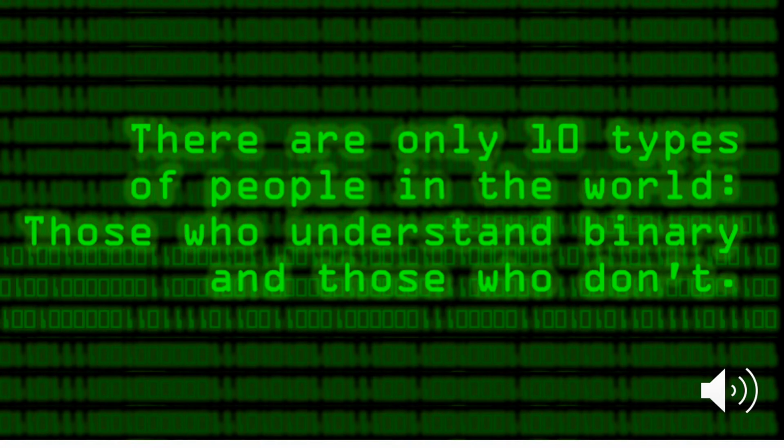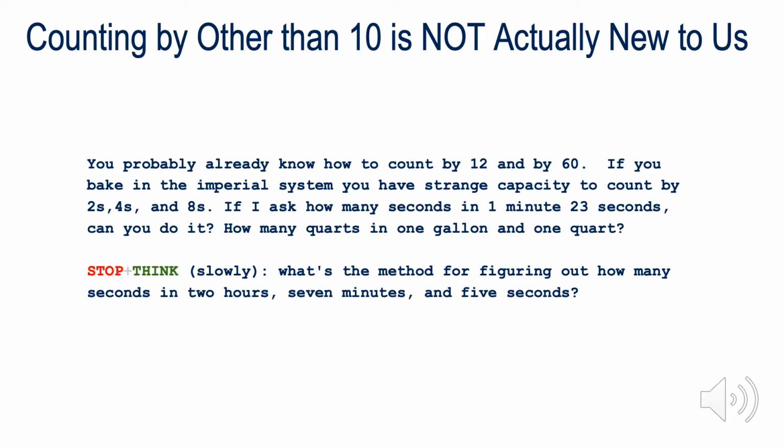So in this session, we're going to learn how to count by two, how the binary number system works. And this is a funny joke t-shirt kind of comment that you'll see amongst computer scientists, and hopefully by the end of this session, you'll think it's funny too. Counting by something other than 10 is not actually new. You probably are quite adept at counting by 12 and also by 60.